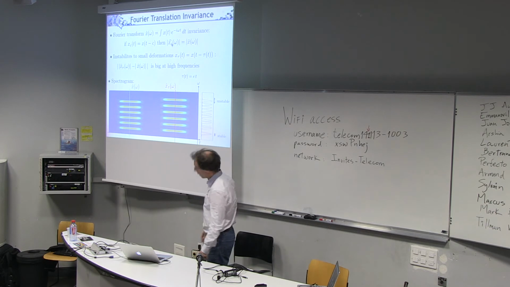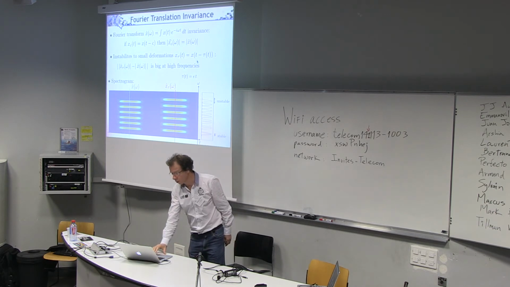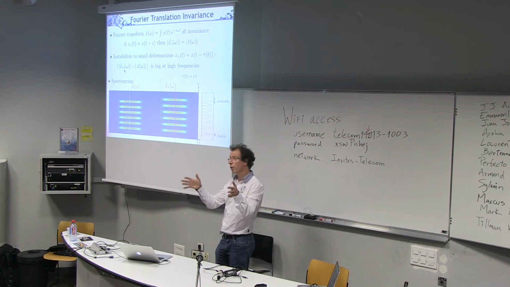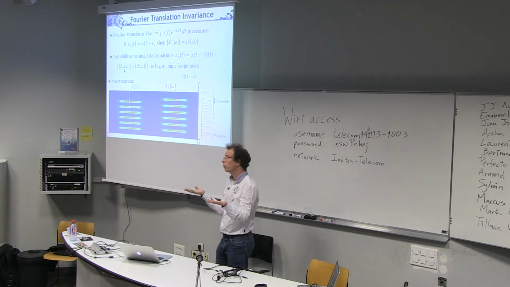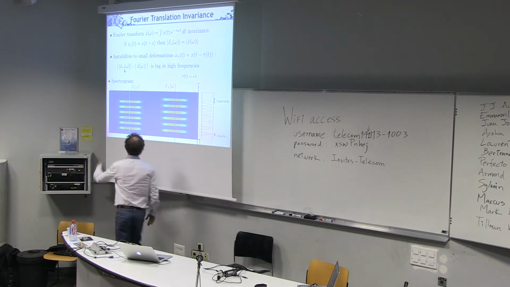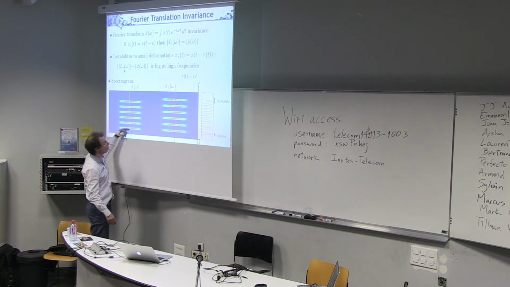In what sense? Take your signal and deform it a little bit. If you look at the Fourier transform of the deformed signal at high frequencies, it will be very different from the Fourier transform of the original signal at high frequency. Let me give you a very simple example. You have here a signal with several harmonics.